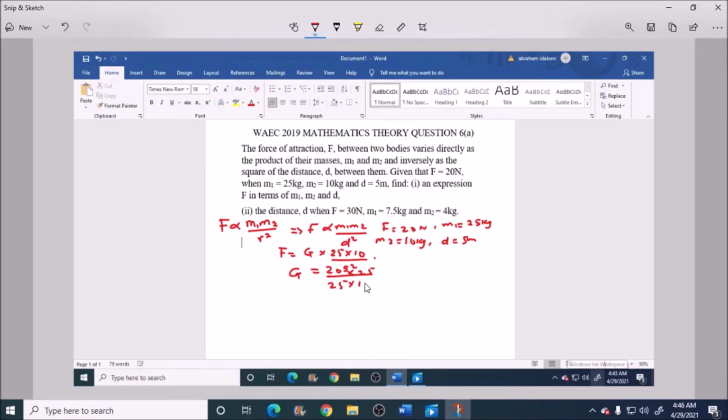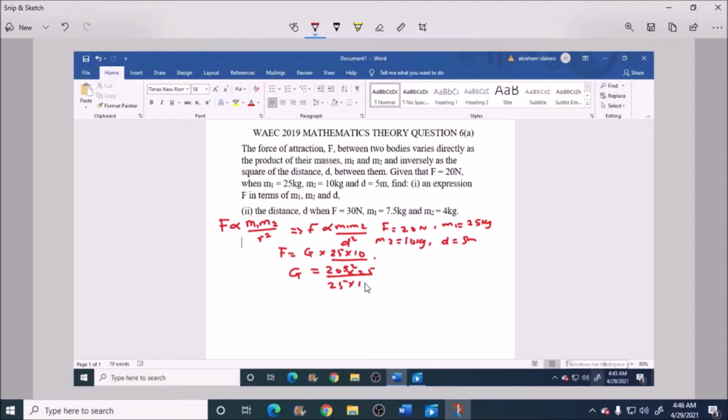The question says to find an expression. So the expression is simply F equal to 2 m1 m2 over d squared. That's the expression that is required.